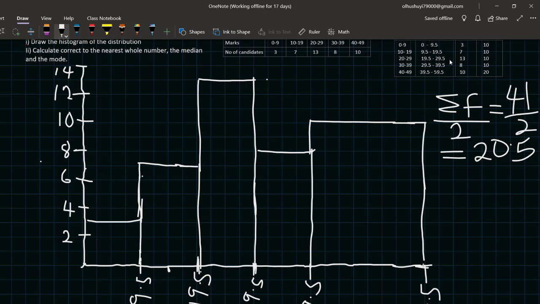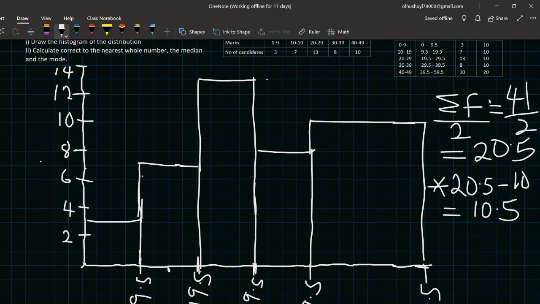So now we go look at the cumulative frequency before the median class. That will be 3 plus 7, that is 10. So what do we do with that? We subtract that from the value for this. Take note of what I'm doing, I have 20.5 minus 10, which is the cumulative frequency before the median class. That will give you 10.5. We have 10.5.